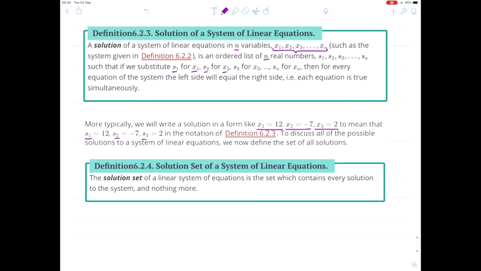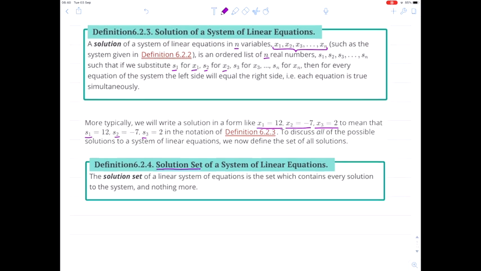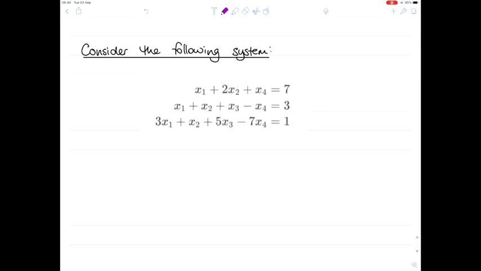Now it turns out that you don't always have exactly one solution. You might have many solutions to a system of linear equations. So we talk about the solution set of a system of linear equations, which is just every solution of the system and nothing more. Let's firm up these ideas. If we consider the following system, the first thing to do is to figure out how many equations we have. Here m is equal to 3. We have 3 equations.